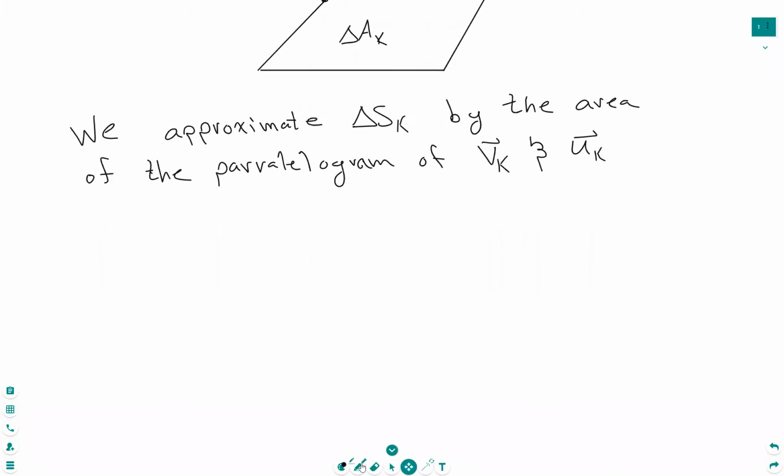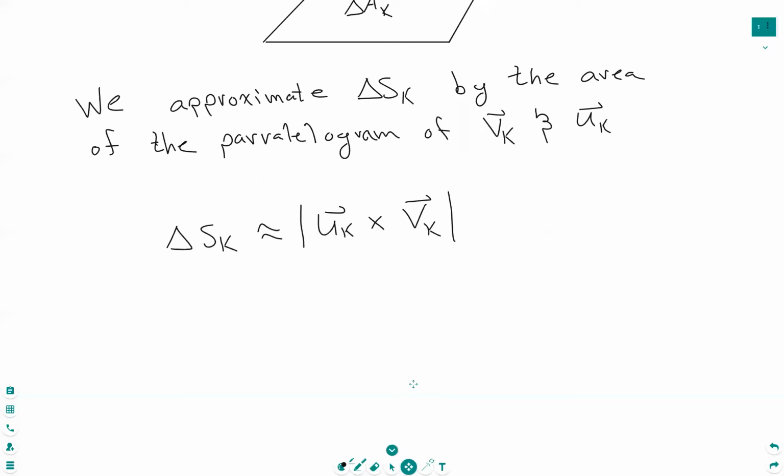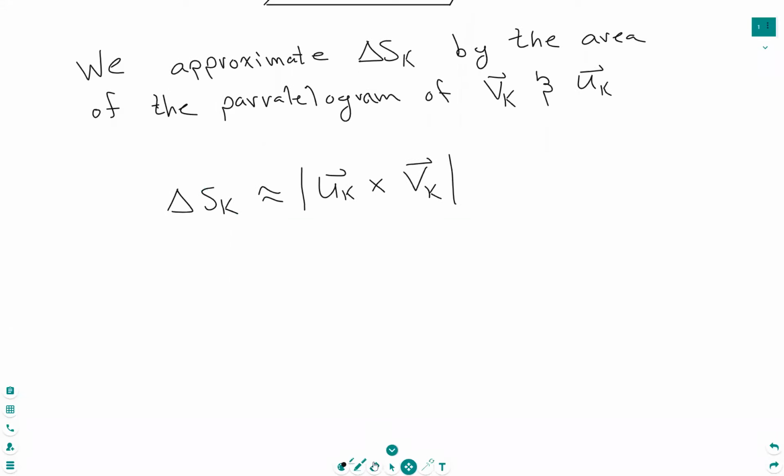So remember, the area of that parallelogram, we can write as the magnitude of the cross product between these two. That's jumping back all the way to the first segment of this class again, right? The area of this parallelogram is the magnitude of their cross product. So then how does this translate to our delta AK?